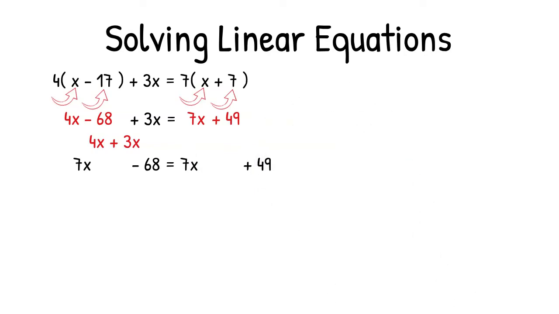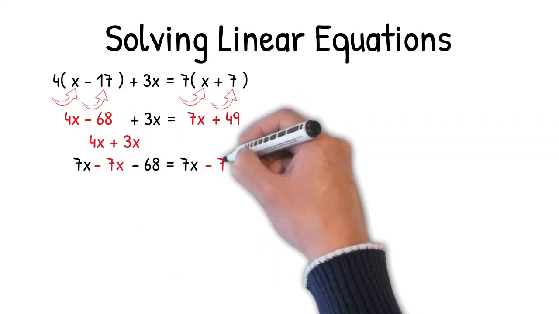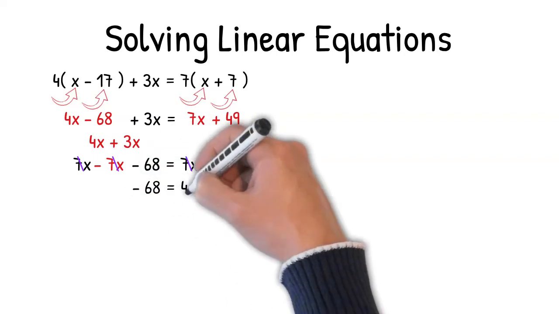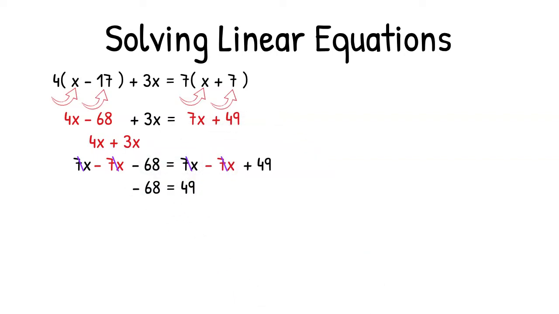Now work on getting variable terms to one side and constant terms to the other. Do the move. Start with the variable terms. Add negative 7x to both sides. 7x and negative 7x cancel each other out. Again, 7x subtract 7x cancels each other out. We now have negative 68 is equal to 49. But we all know negative 68 does not equal 49. This is not true.